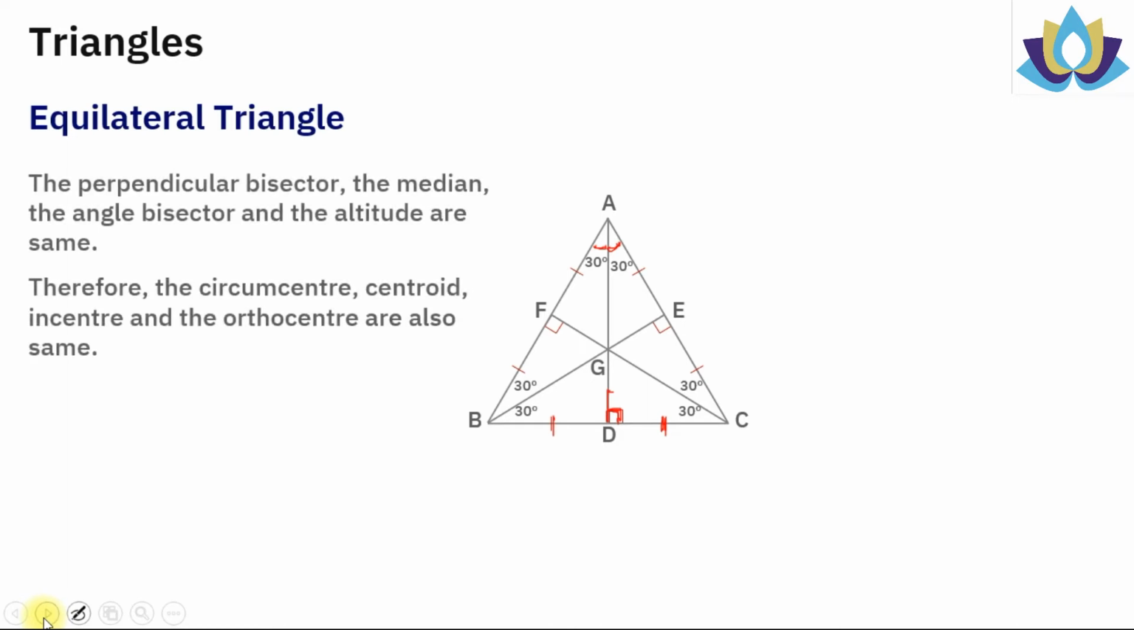Therefore, the circumcenter, centroid, incenter, and orthocenter, all the points are the same. So basically we prefer to write G for the centroid here. Let's see the other additional properties in an equilateral triangle. But this is one important thing. You can note down the diagram. You can draw the diagram. Let's move ahead.